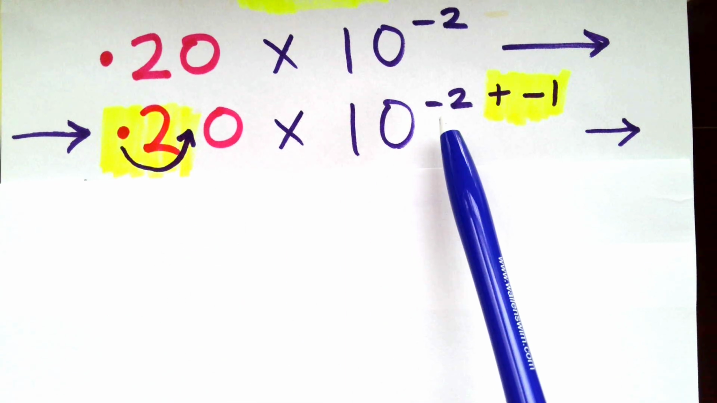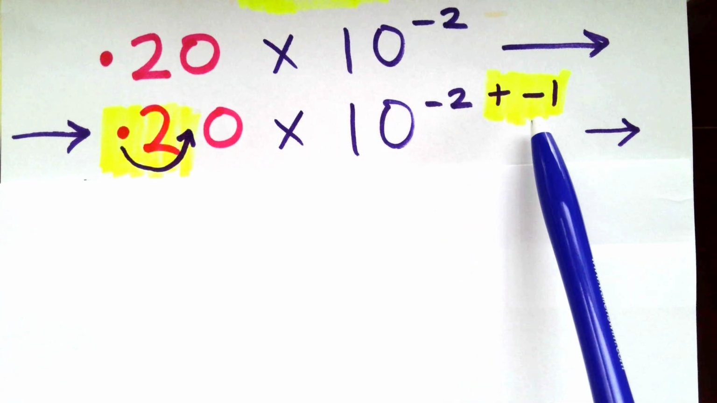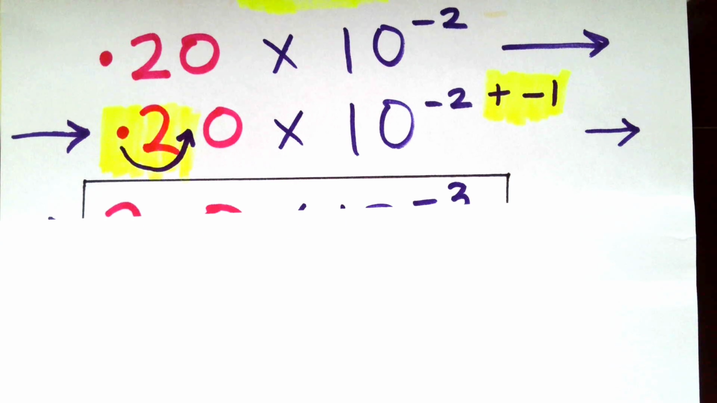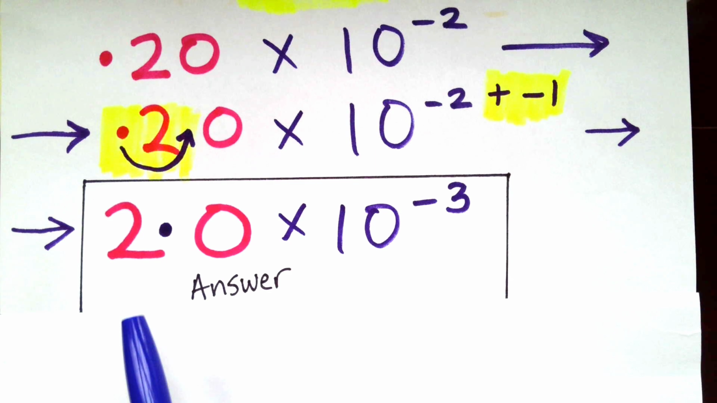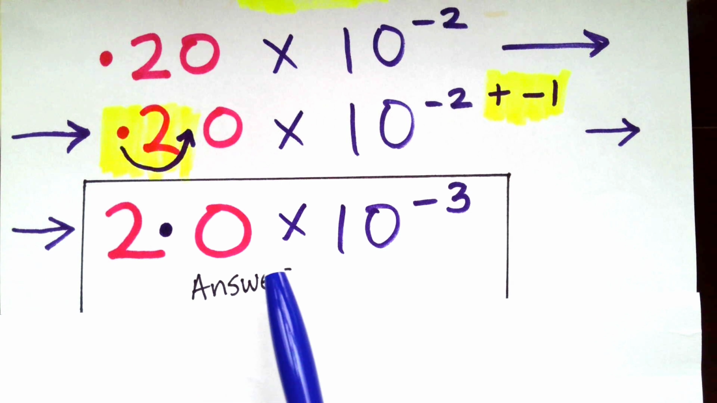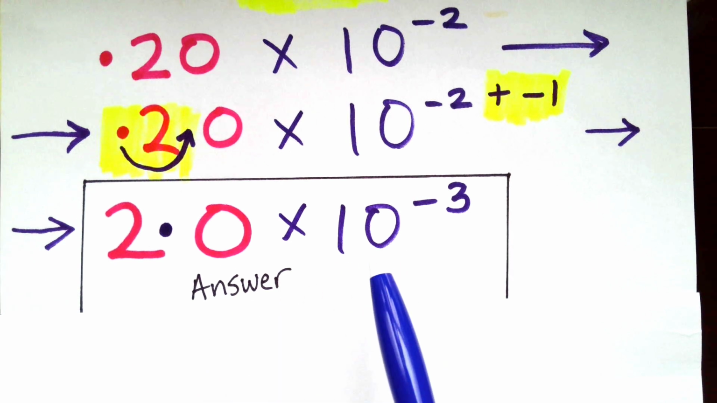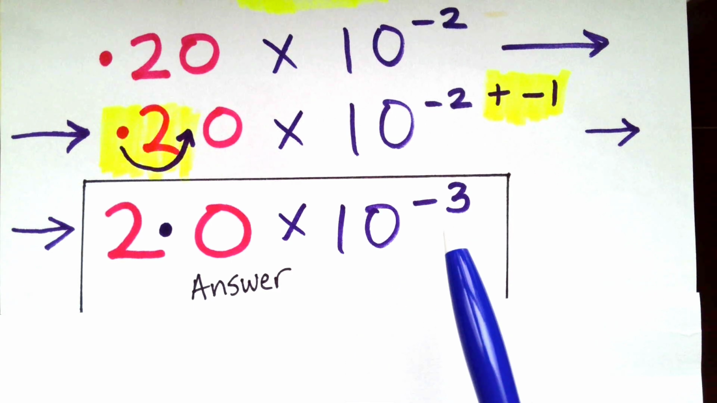You owe me $2. You borrowed another dollar, and you owe me another dollar. So how much do you owe me in total? You owe me $3. That's represented by a negative 3. So you can see here our coefficient is 2.0, a number between 1.0 and 9.9, and our base 10 stays the 10, to the negative 3 exponential power.